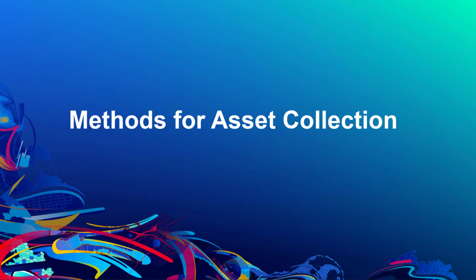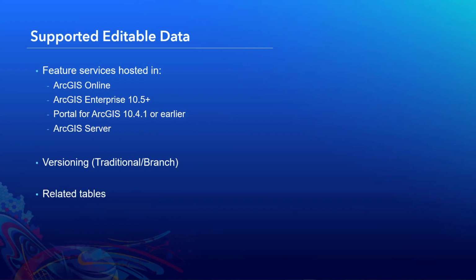The next section we're going to be discussing is called Methods for Asset Collection. So what are some types of supported data within Field Maps? You can use feature services that are hosted in ArcGIS Online, ArcGIS Enterprise 10.5 and newer, Portal for ArcGIS 10.4.1 or earlier, or ArcGIS Server. You can also work with versioned datasets using either traditional or branch versioning, and you can also edit related tables. Within the context of these demonstrations, we're going to be using ArcGIS Online hosted feature services.